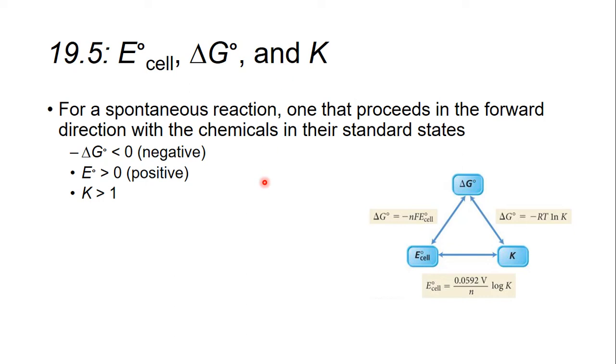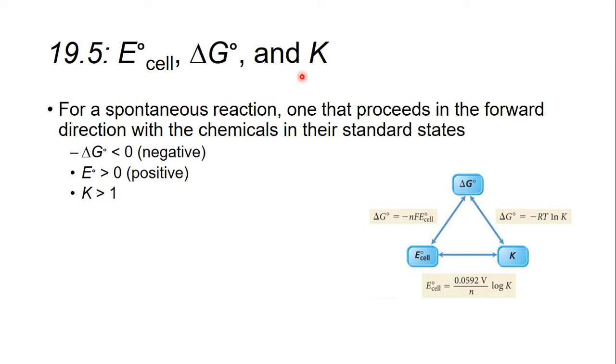In this video, we're going to look at how E cell, delta G, and K are all related to each other. Just as a reminder of what these terms mean, E cell is the electric potential of a battery, delta G gives free energy, and K is the equilibrium constant.